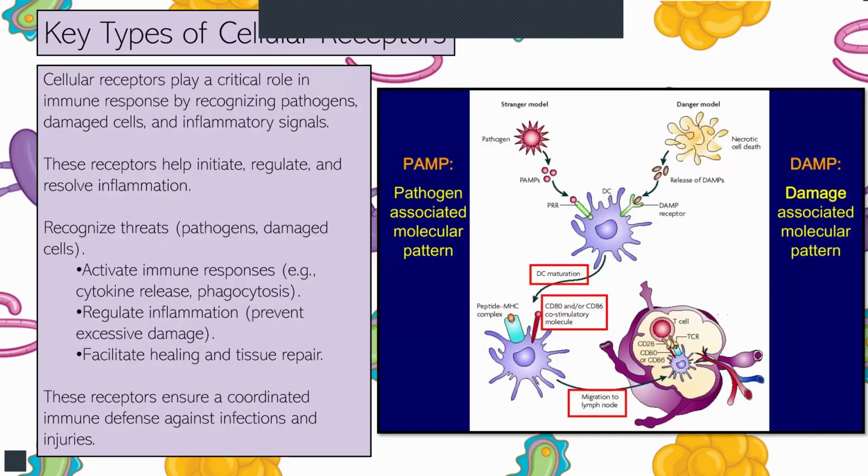Cellular receptors that sit on the cell surface play a critical role in immune response by recognizing pathogens, damaged cells, and inflammatory signals. These receptors help initiate, regulate, and resolve inflammation. They recognize threats such as pathogens and damaged cells by activating the immune response, and this means cytokine release and phagocytosis. They help regulate inflammation by preventing excessive damage and facilitate healing and tissue repair. These receptors ensure a coordinated immune response against infections and injuries.